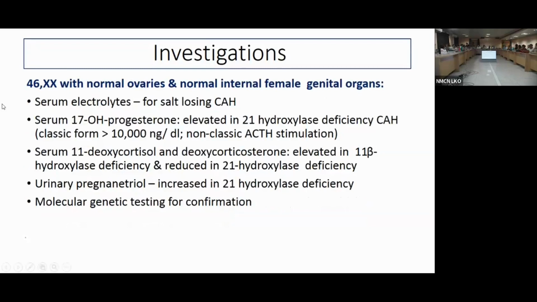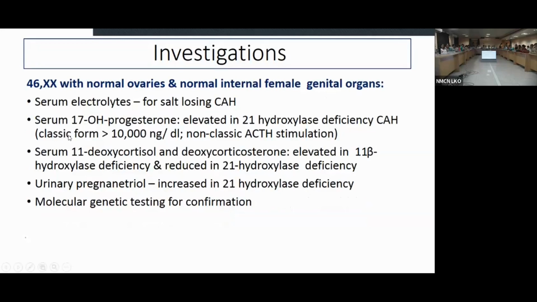Whereas if you have a 46XX with normal ovaries and normal internal female genital organs, the first thing you would always think of is 21-hydroxylase deficiency. So first you will do 17-hydroxyprogesterone assay. In the classic form, you'll have a very high elevation. In the non-classic form, you may have to do ACTH stimulation to document this.